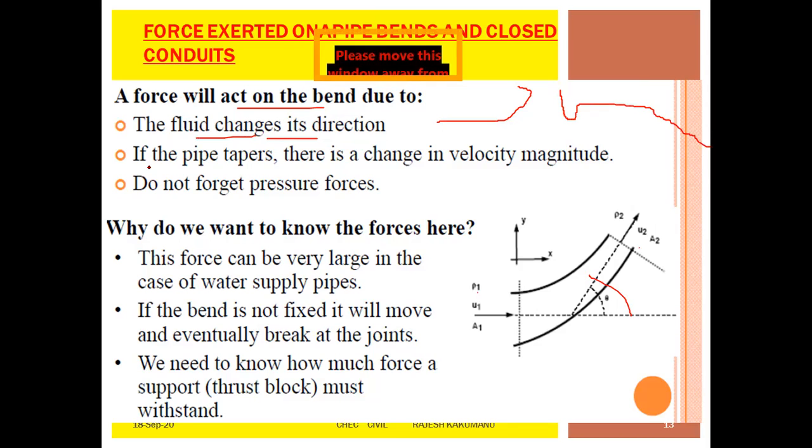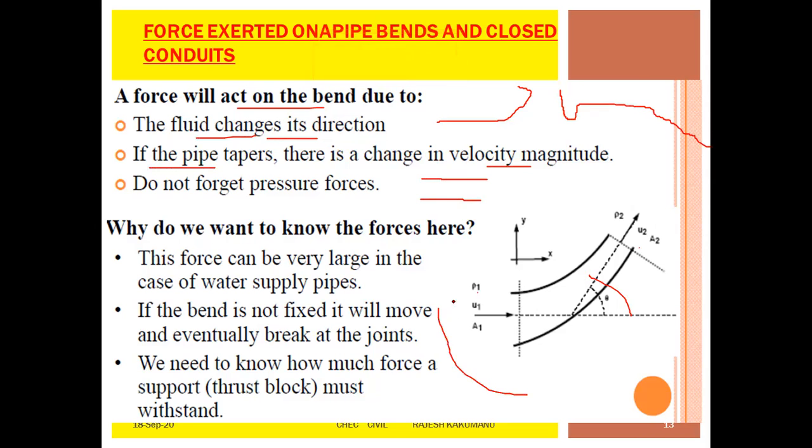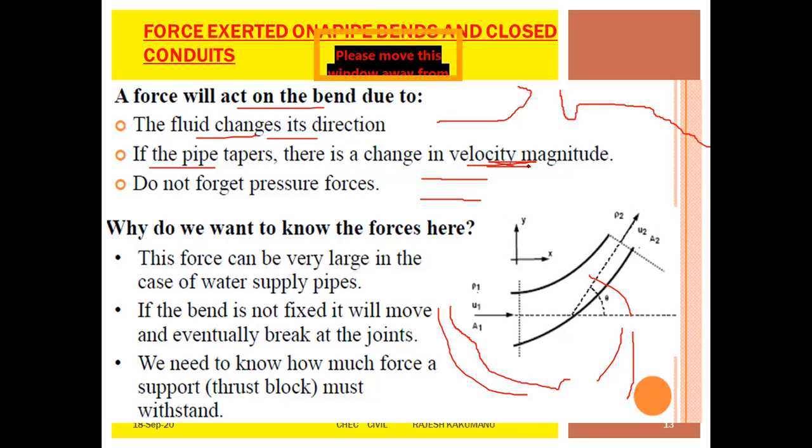Next, if the pipe tapers, there is a change in the velocity magnitude. Whenever you have a constant pipe like this, with equal diameter, there is no change in the velocity magnitude. Whenever there is a change like this, from small diameter to big diameter, see this one is a big diameter, this one is a small diameter, thereby you get a change in the velocity magnitude.